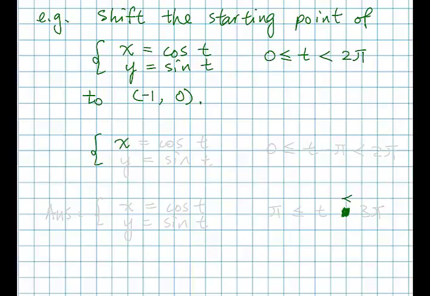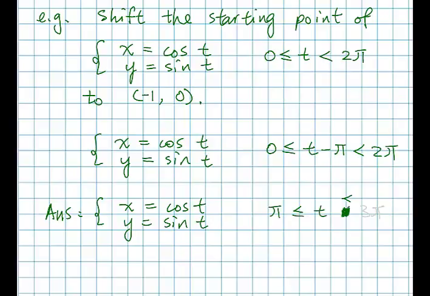Thus, we would copy the pair of parametric equations x equals cosine of t and y equals sine of t, and now replace t by t minus pi to get 0 is less than or equal to t minus pi is less than 2 pi. Our answer will have the same pair of parametric equations, x equals cosine of t, y equals sine of t. And t ranges, we're adding pi to each slot. We will get pi is less than or equal to t is less than 3 pi.